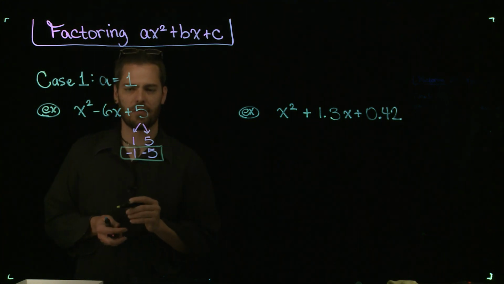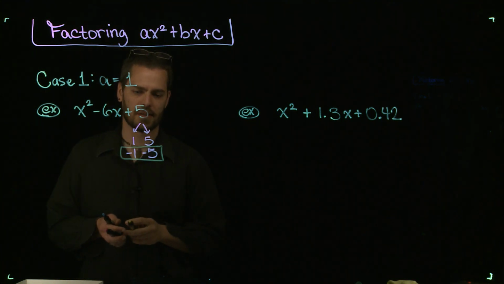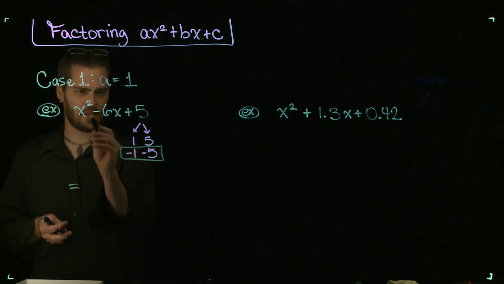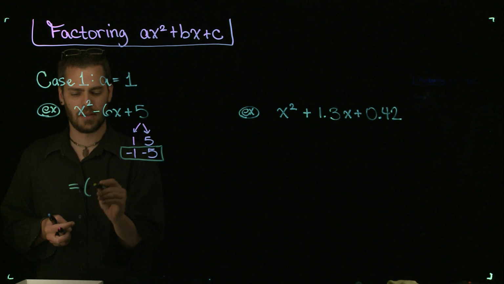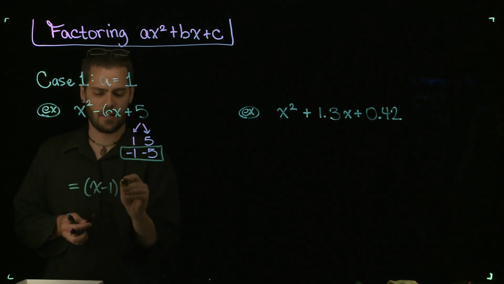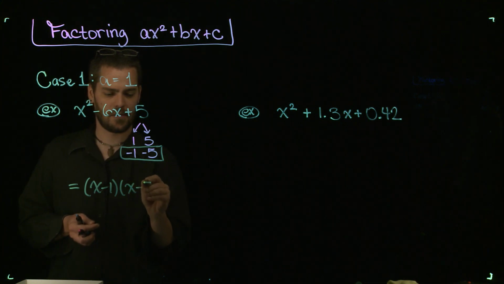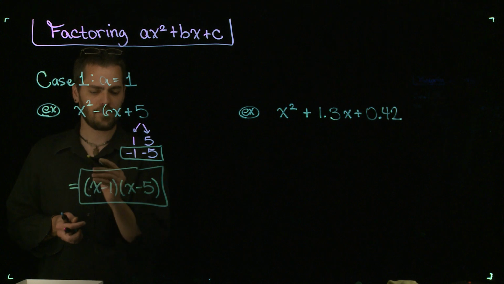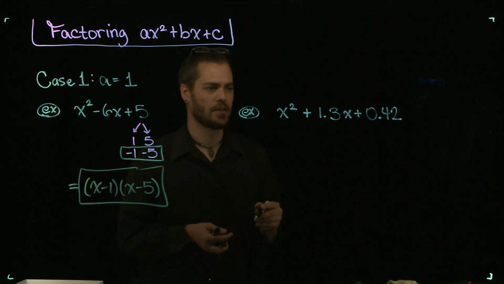Those multiply to give me 5. They add to give me negative 6. Therefore, I can go directly to the conclusion and say that this trinomial is equal to the product of these two binomials, x minus 1 times x minus 5. And there it is. Please feel free to check that on your own.